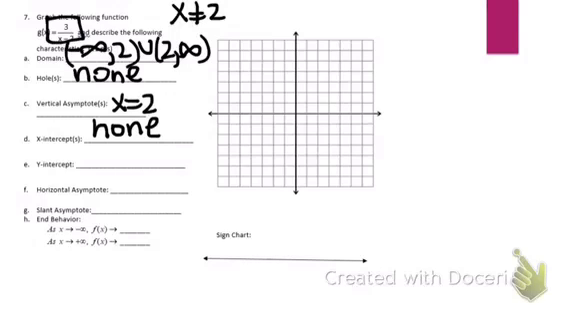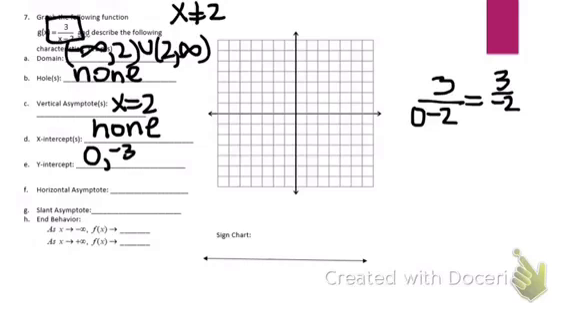And the y-intercept, I can either take the constants over the constants, or I can plug 0 in for x. That would leave me with 3 over negative 2, which is just going to be 0, negative 3 halves. Remember, write it like a point.